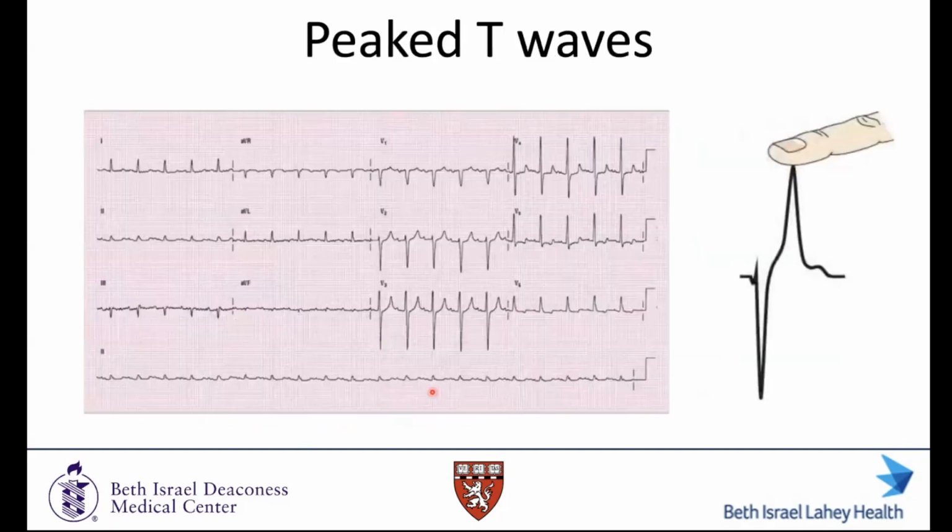Some common T wave things that we see are peaked T waves. This can be seen in hyperkalemia. And we can also see hyperacute T waves in ischemia as well. And we'll go through all of that in our later sessions.